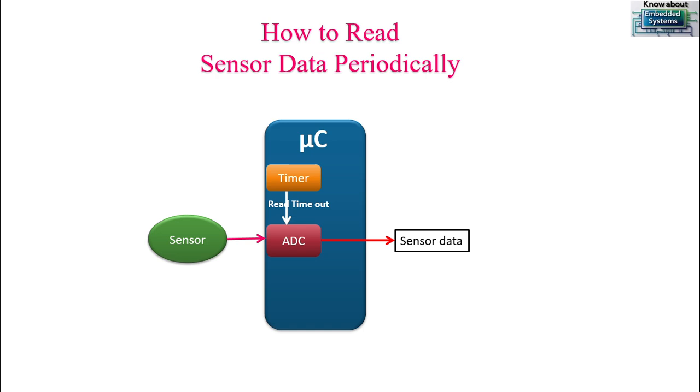So in today's video we will understand how to read sensor data periodically. So this is the title and how to read. That means we have a sensor, we have an ADC and we have a timer here. We have to read data from the sensor through the ADC, but not continuously, rather based on time. So how to do that we will see in this video.